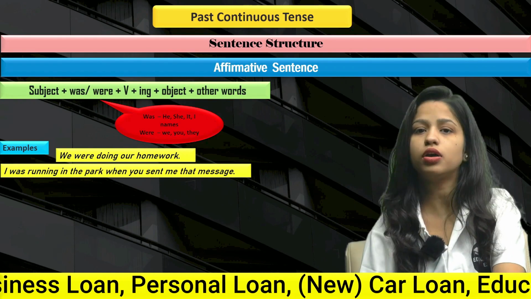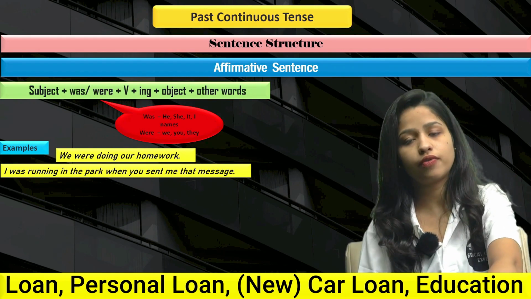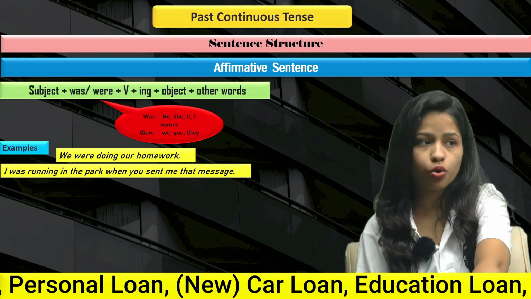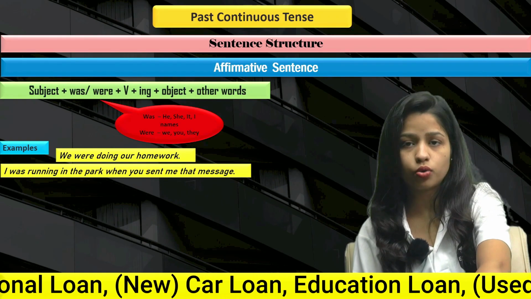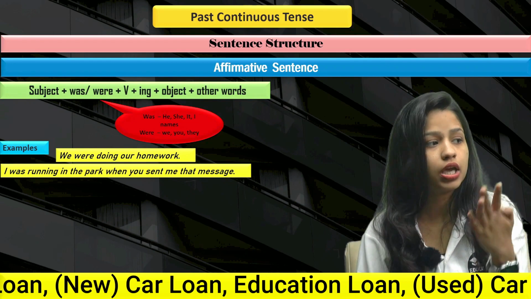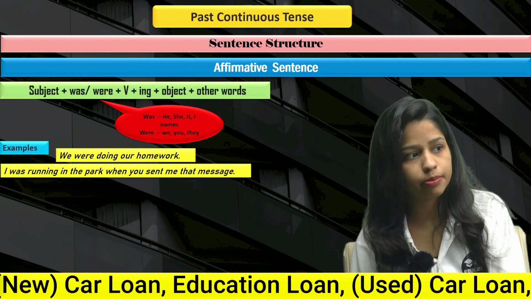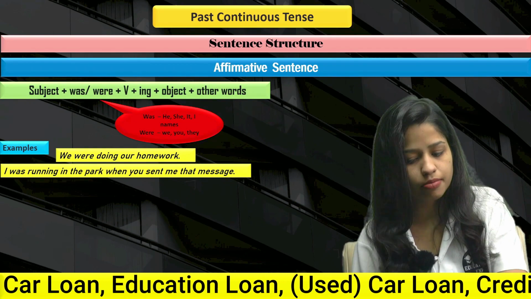All right, so I was running in the park when you sent me that. I over here is what? Subject, and that's why we have singular subject. That's why we have used was plus verb run plus ing. I was running, object, in the park when you sent me that.